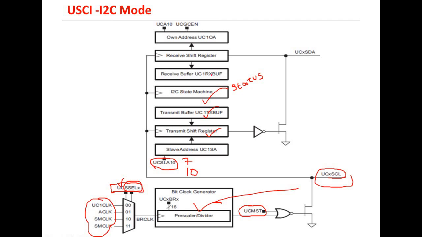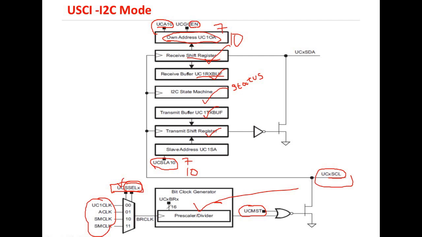And these blocks show your receiver buffer and receive shift register. Here the shift register is used to shift the received data, and the receiver buffer is used to store the received data. And this one represents the own address of the device, and the own address may be 7-bit or 10-bit long. It is decided with the help of the UCA10. And this one is the enable pin, which is used to enable your device.